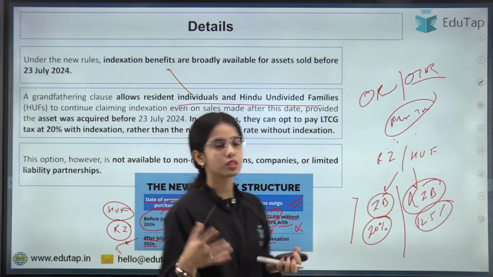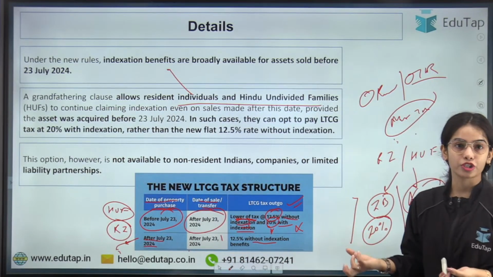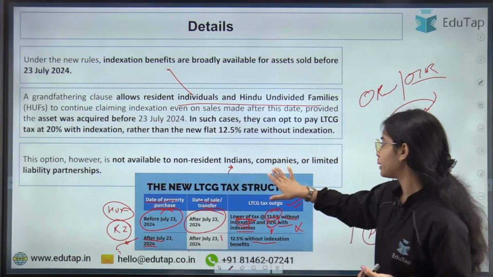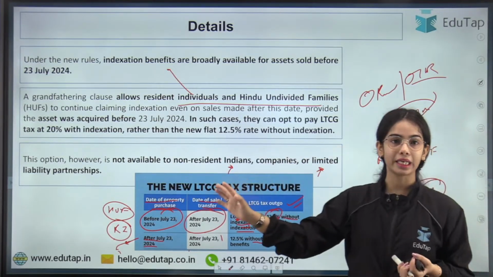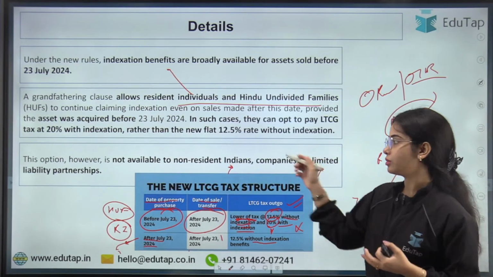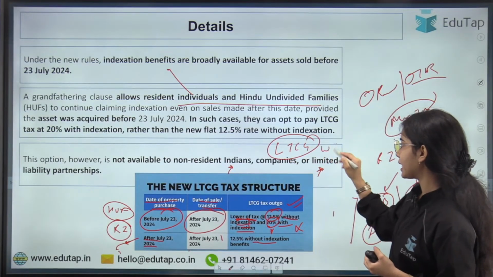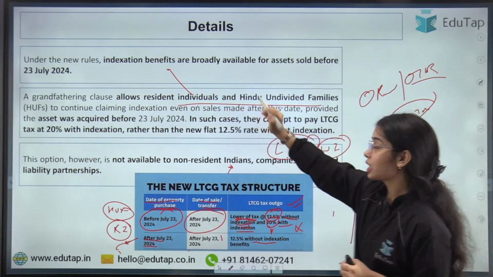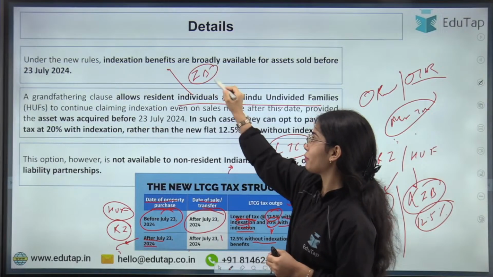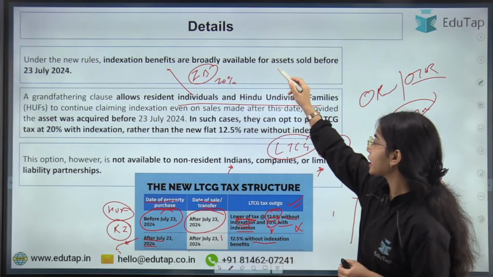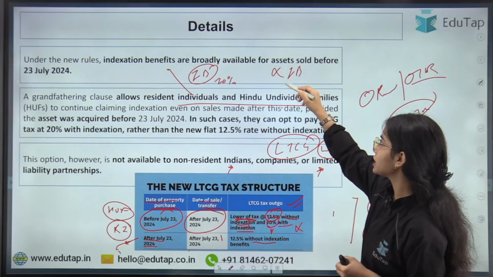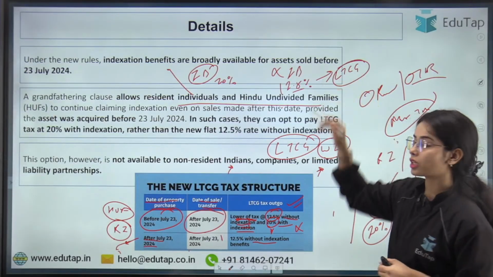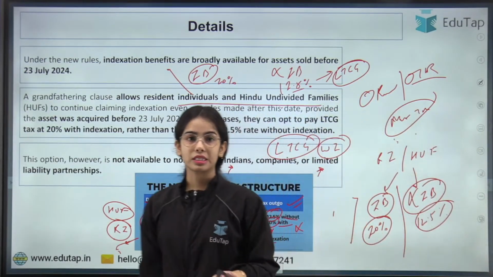Any confusion here? So this is the whole gist, this is the whole idea. I will provide you the questions now, but I hope you have understood this. So for the non-resident Indians, the companies, limited liability partnerships, they are not at all getting any option. They have to pay the long-term capital gain without the indexation, but with the resident individuals and Hindu undivided families, they have the option to take the indexation benefits and pay 20% of LTCG, or they can take without indexation benefits and they can pay the tax of 12.5% on LTCG. Okay, long-term capital gain. So this is the idea.